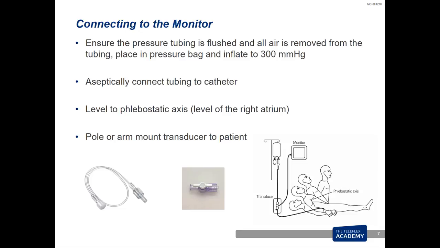We do have a couple options when we think about mounting the transducer. We can either mount it to the patient if it's a single transducer, so you put it on the arm, for example, or you can mount it to a pole, which is shown in the picture. If you mount it to a pole, the one thing that you have to remember is as the patient's position changes, you have to move the transducer up and down. If you mount it on the patient's arm, as the patient's position moves, the transducer moves with the patient.